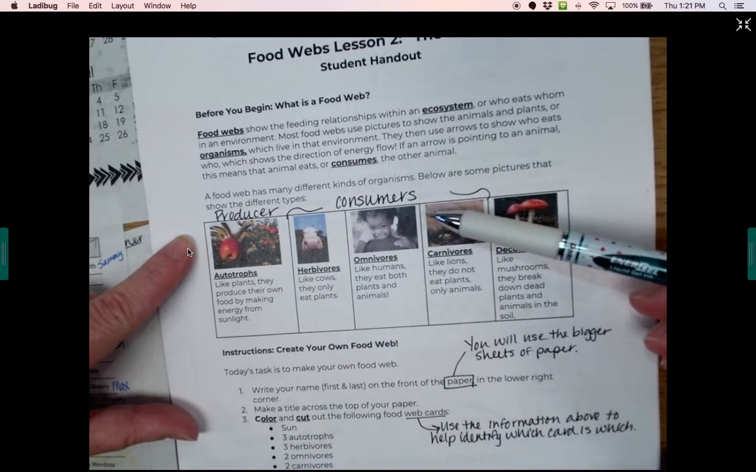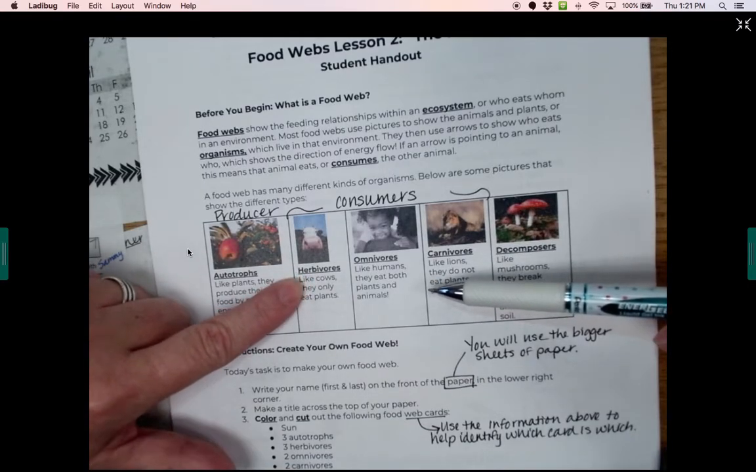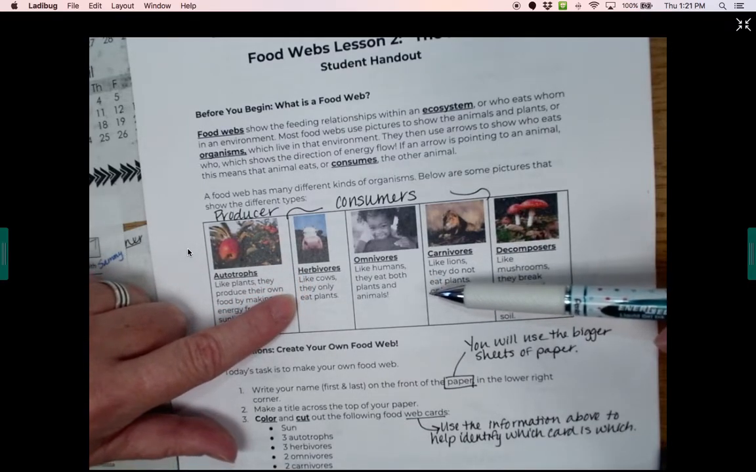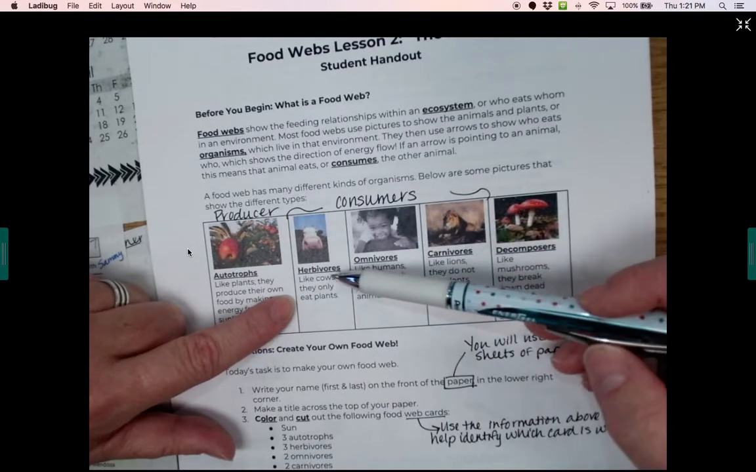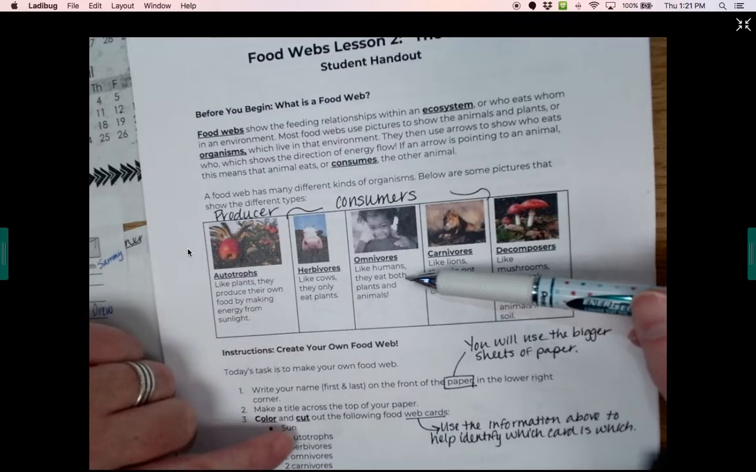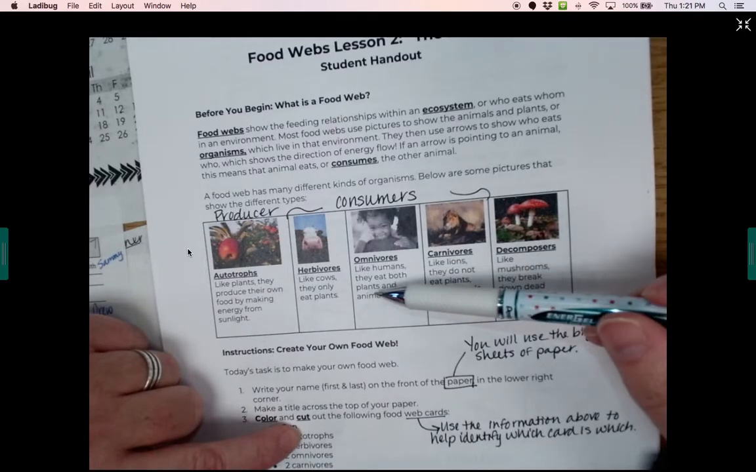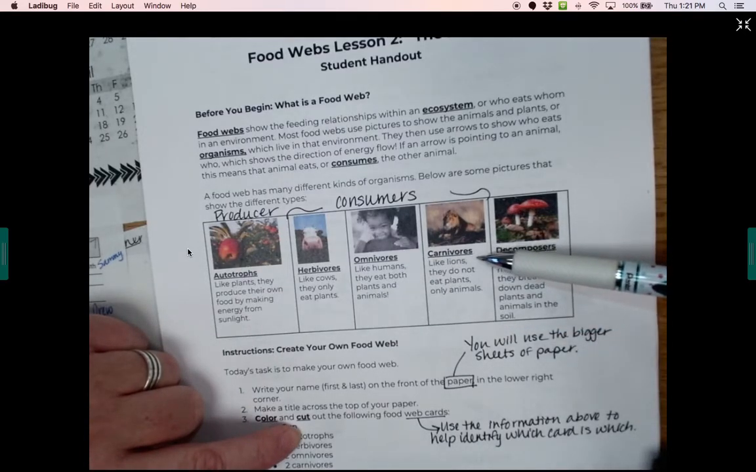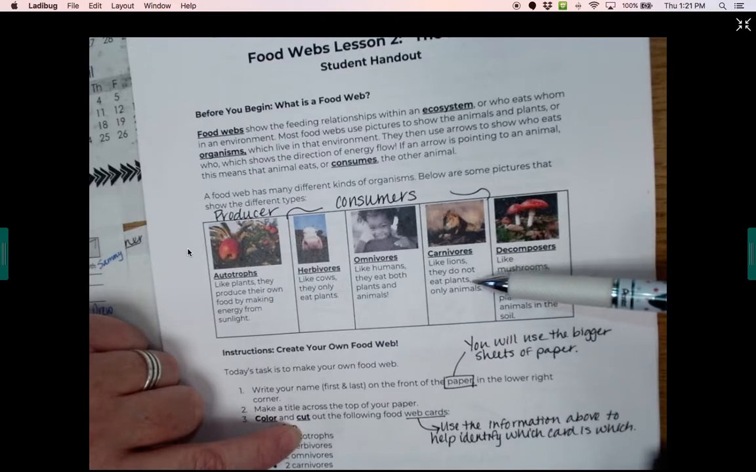What we do by using these different words is we specify what exactly it is that they consume. If they're an herbivore, they eat only plants. If it's an omnivore, they're going to eat both plants and animals. And if it's a carnivore, they eat only animals, so they are meat eaters.